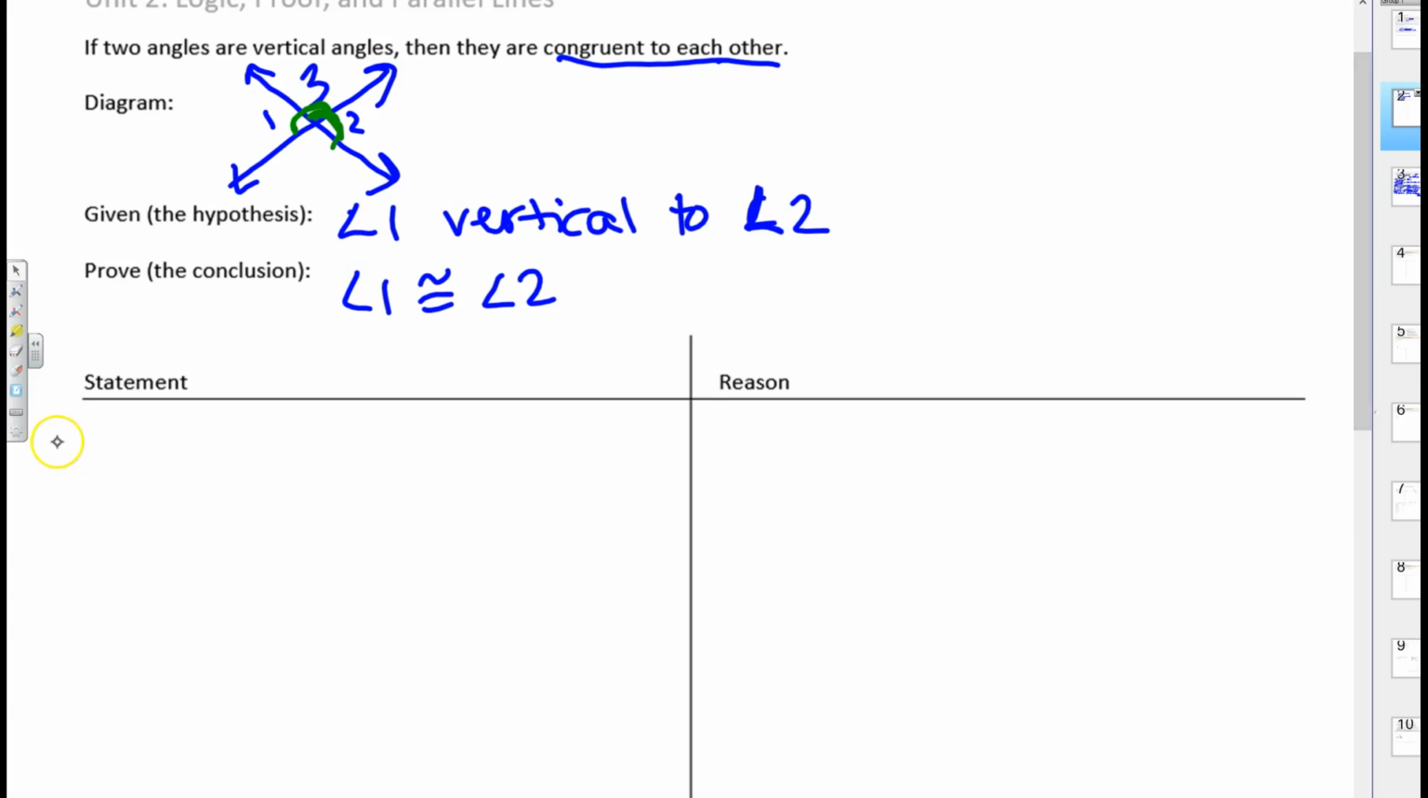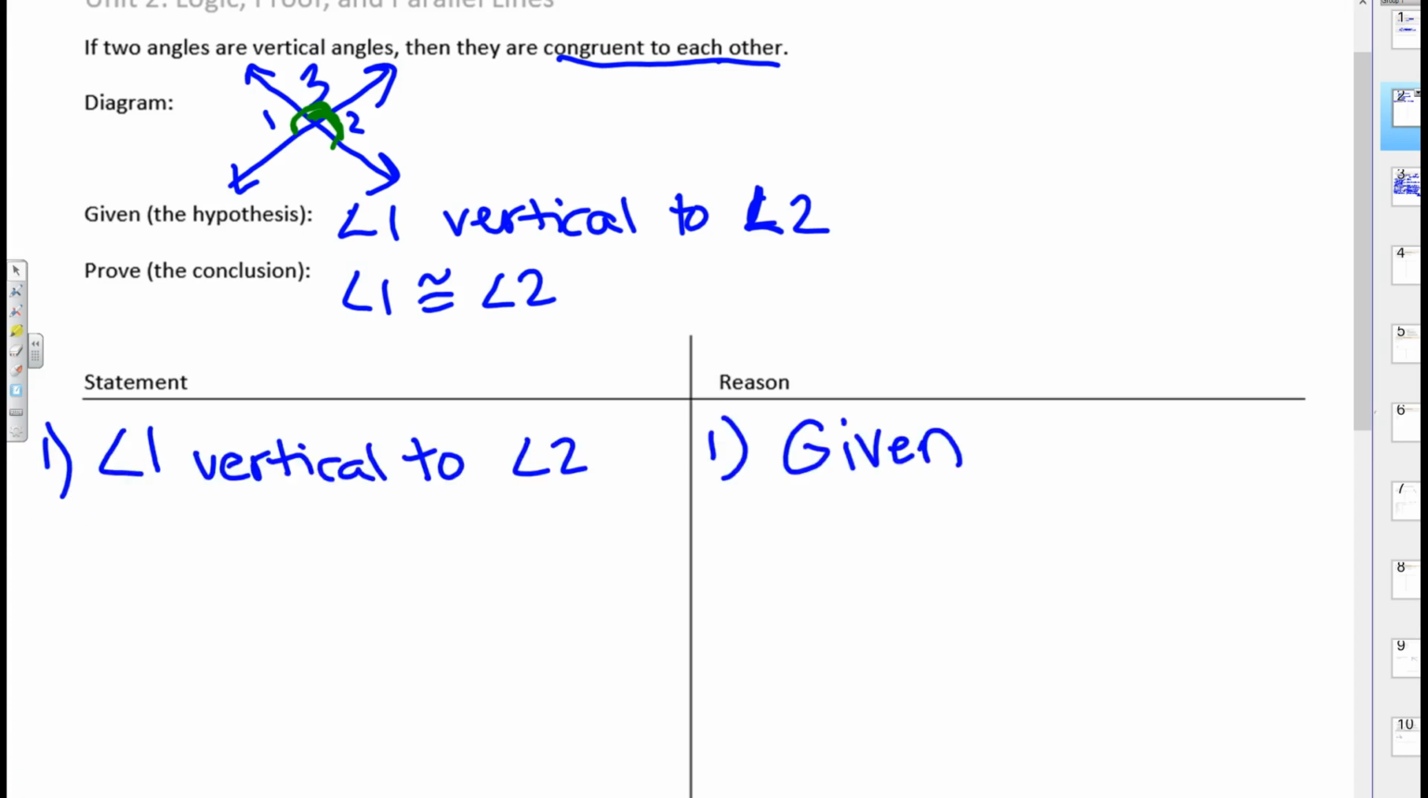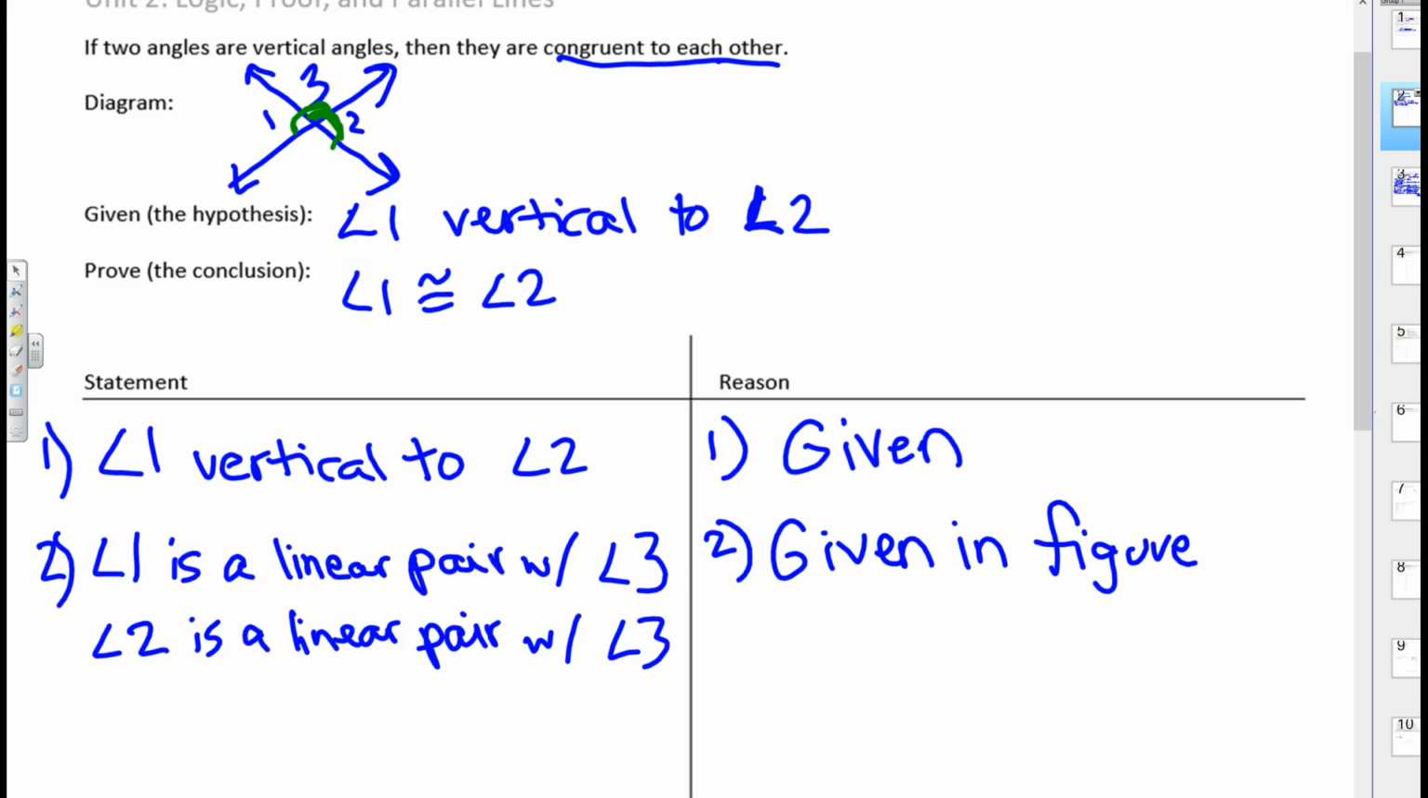My first step is always to list the thing I'm given. We're given that angle 1 is vertical to angle 2. Now I want to list how they're related to the thing that's going to help me prove. My helper angle here is angle 3, and the way they're related is they're both linear pairs. So my second step is to say angle 1 is a linear pair with angle 3, and angle 2 is a linear pair with angle 3, and the reason I know that is that it was given to me in the figure.